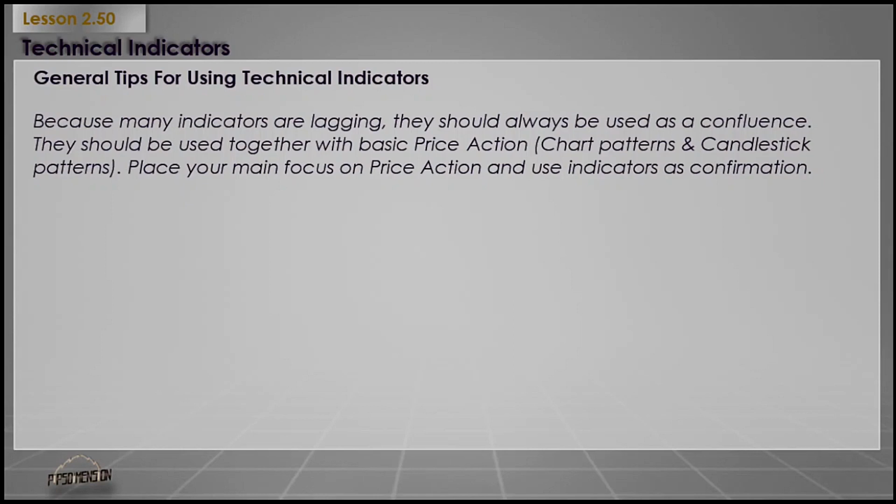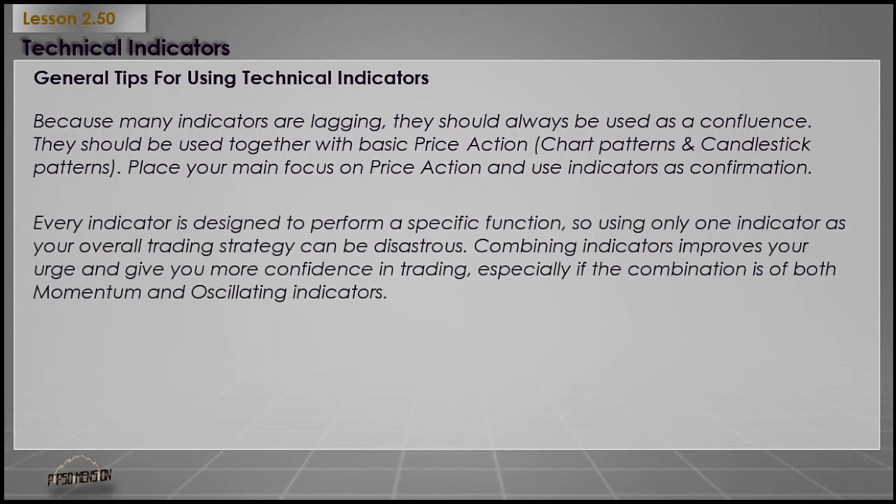Some profitable traders don't use indicators at all, only price action. Every indicator is designed to perform a certain function, so using only one indicator as your overall trading strategy can be very disastrous. Combining indicators is a great way to improve your edge in the market and give you more confidence in trading, especially if the combination is of both momentum and oscillating indicators.